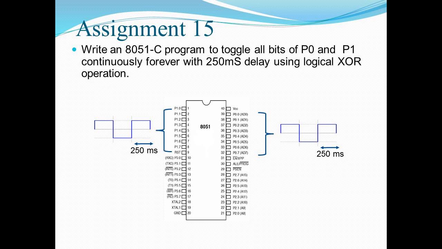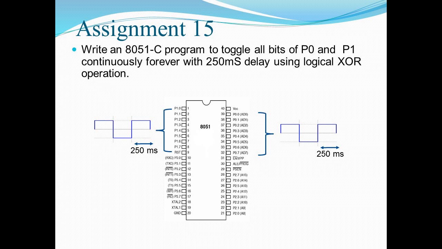When I say toggle, it means that alternate bits should be 1 and 0. After that we have to emphasize that in between we have a delay of 250 milliseconds, and we have to use an XOR operation. This program is very similar to the one we have seen in assignment number 14. The only difference is that we have to toggle the bits and we have to use an XOR operation.